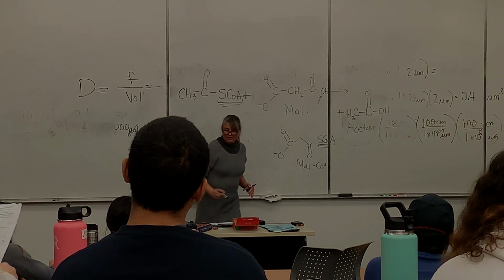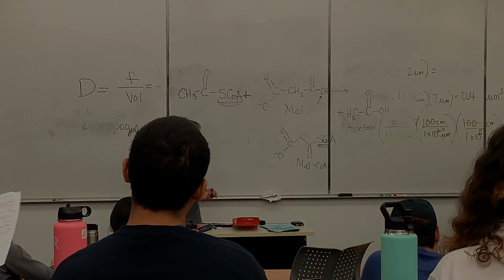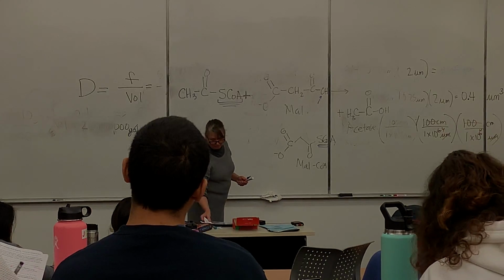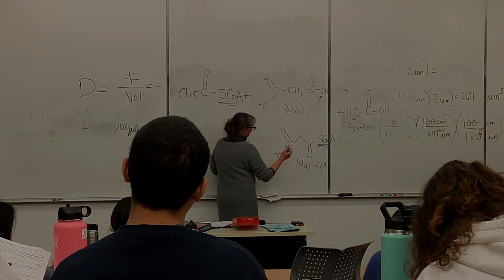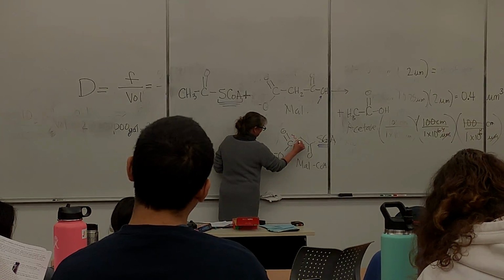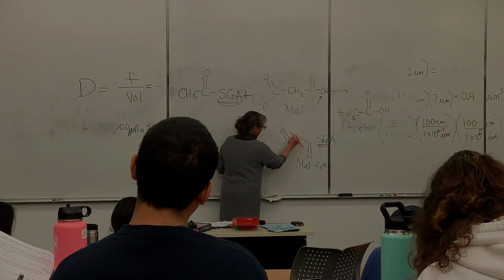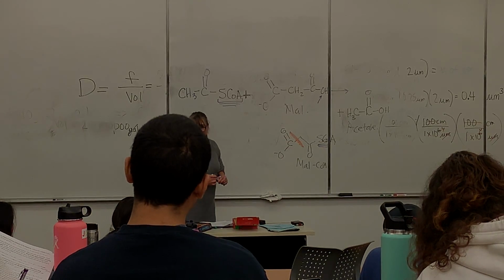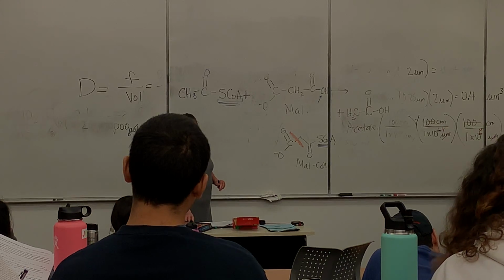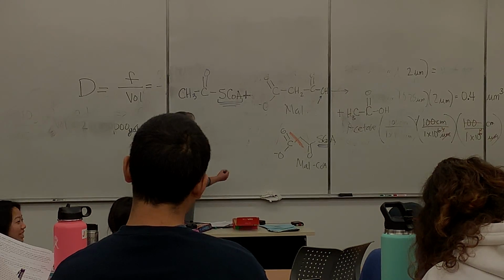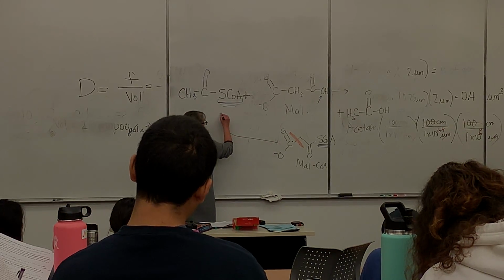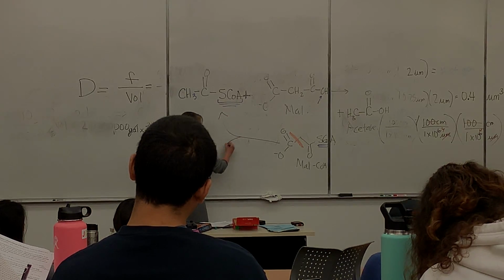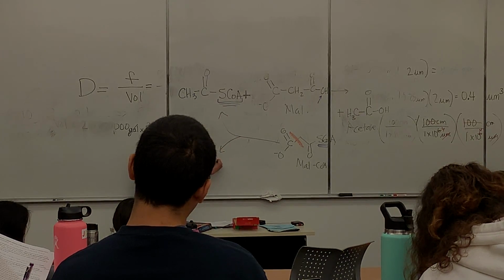malonyl CoA. And then the second step is a cleavage reaction. We're going to cut off carbon dioxide. So that gets cut here. Big enough to see in the back. And you'll end back up with acetyl CoA, and then the carbon dioxide will come off.